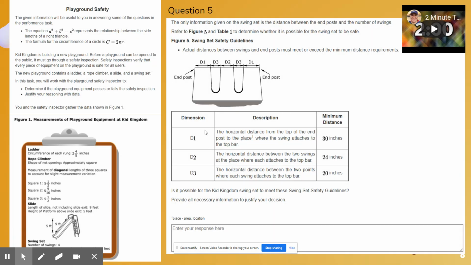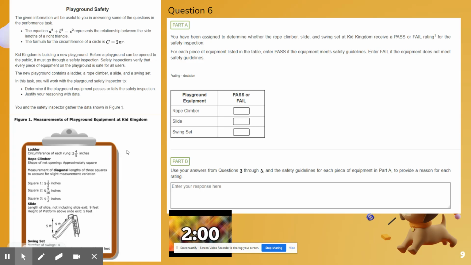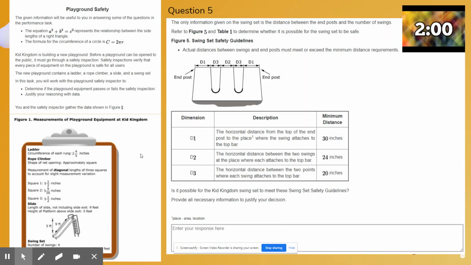We're going to go ahead and skip this one so we can get onto our assignment today, but it's the same type of stuff. So the actual distance between the swings and end post must meet or exceed the distance. So you've got to figure out these distances here. And I don't know if it tells you. Let's see what it tells you. The horizontal distance from the top of the end post to the place where it swings is, so D1 is 30.